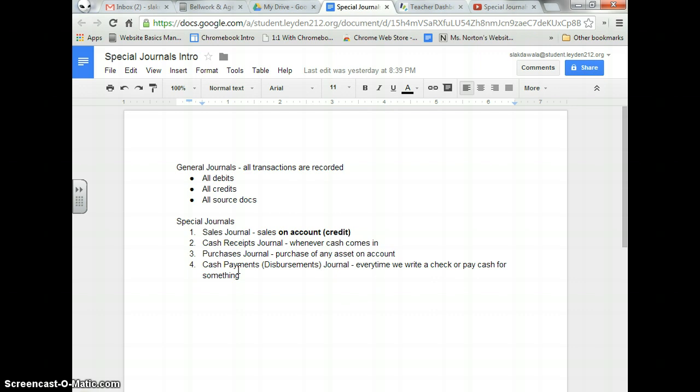And then finally, the 4th special journal that we're going to take a look at is the cash payments or the disbursements journal. So anytime we are making a cash payment, such as writing a check or actually paying with cash, our transactions will be recorded in our cash payments or disbursements journal.